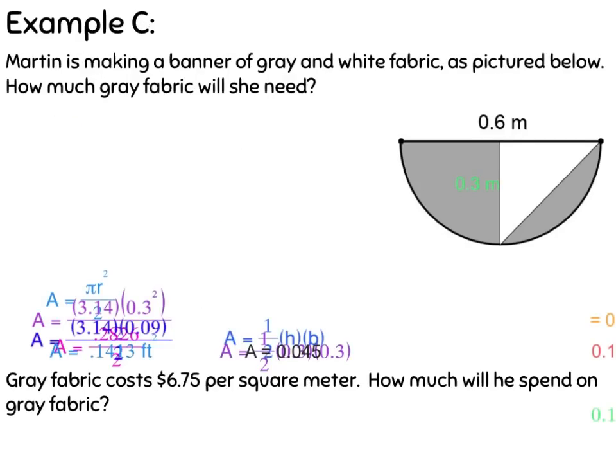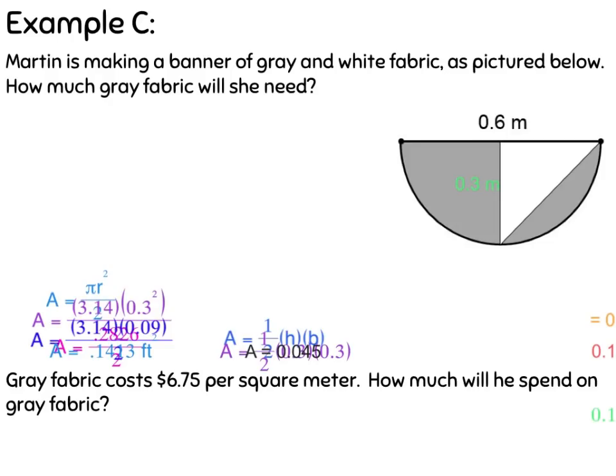Okay, this problem says Martin is making a banner of gray and white fabric as pictured below. How much gray fabric will she need, or he need? So we have 2 shapes here. We've got a semicircle and we've got a triangle. So we have to figure out what the triangle is and the semicircle is and remove out the triangle because that's the white fabric and we're not looking for the white fabric. So I'm going to start with my semicircle.